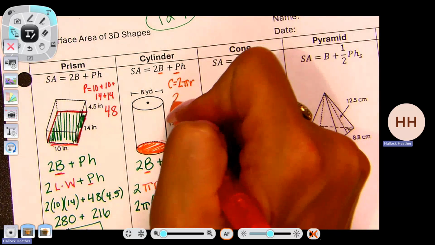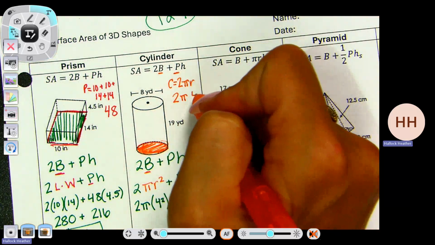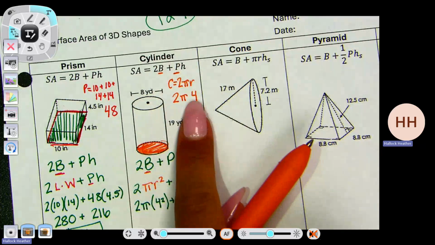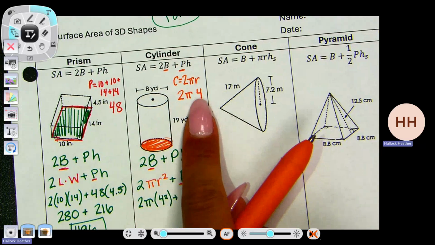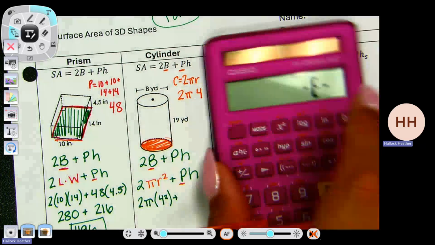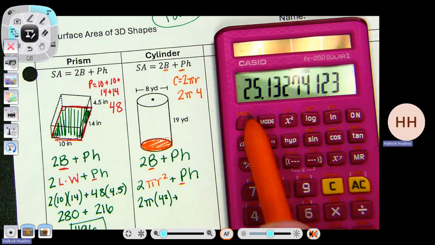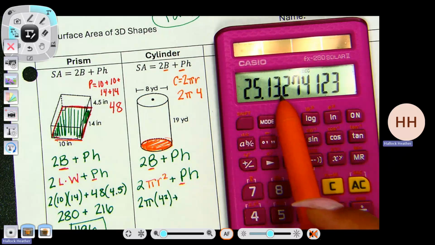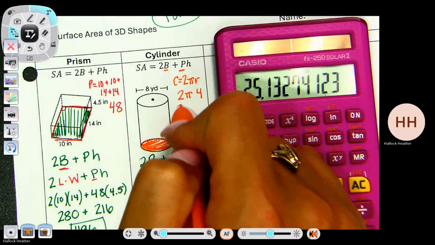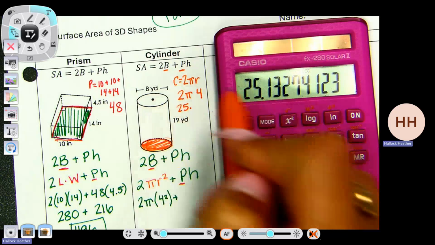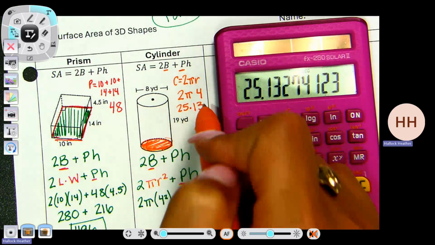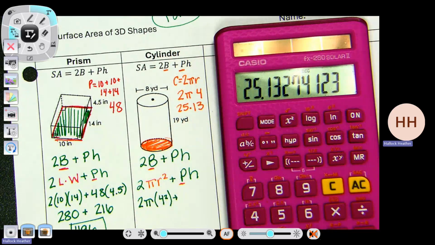So in a calculator, I'm going to multiply these three things together. I'm going to use a couple of the decimals because you don't want to really round until the very end. So we're going to do 2 times pi times 4. 25.13. Nope, because it's not radius. It's circumference. So circumference is just 2 pi r.